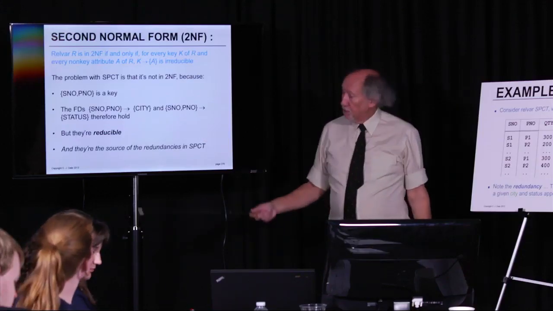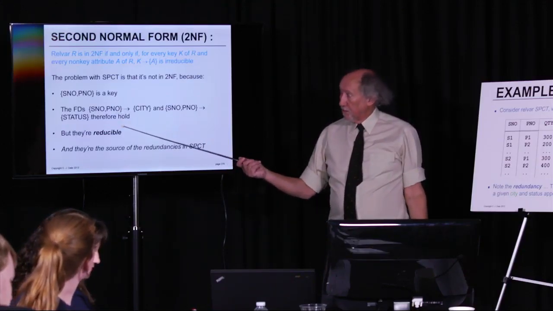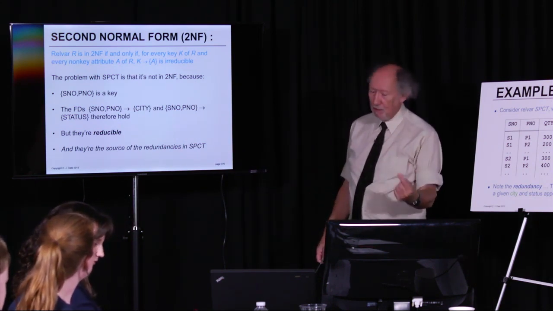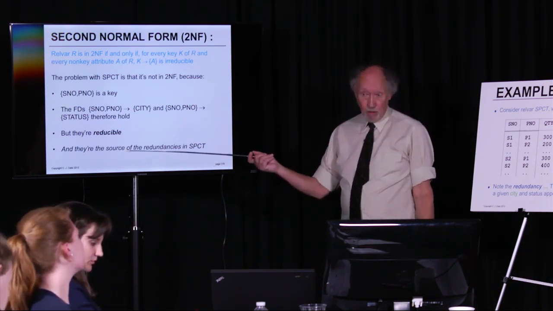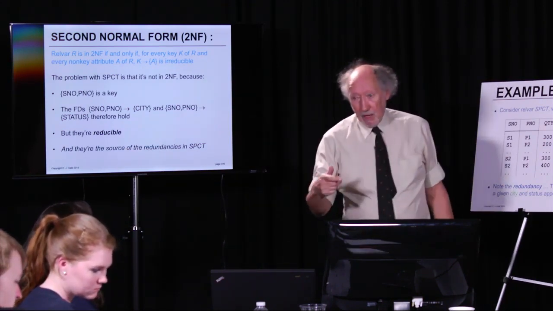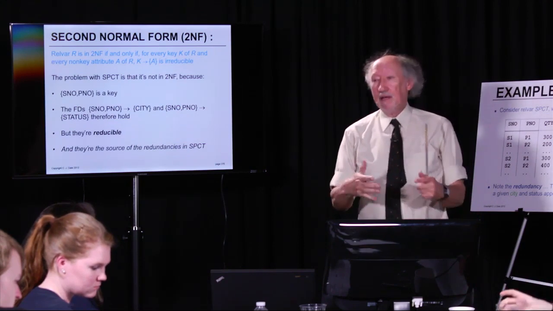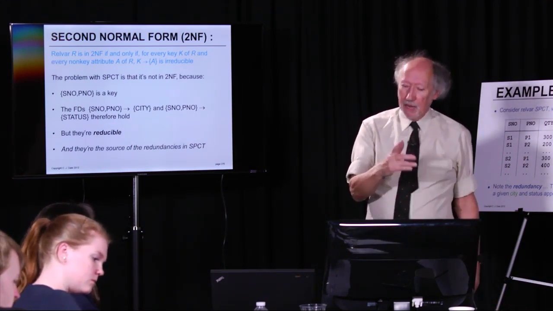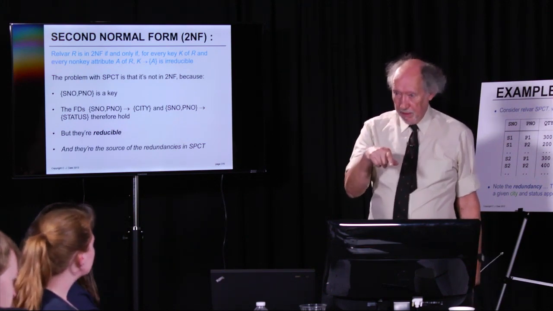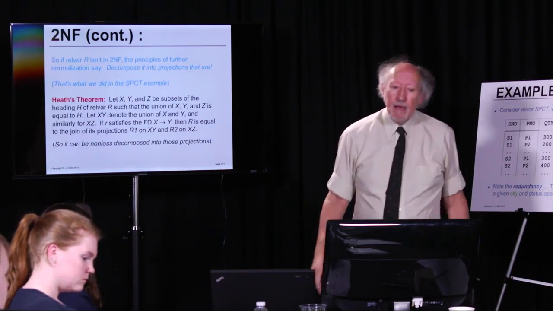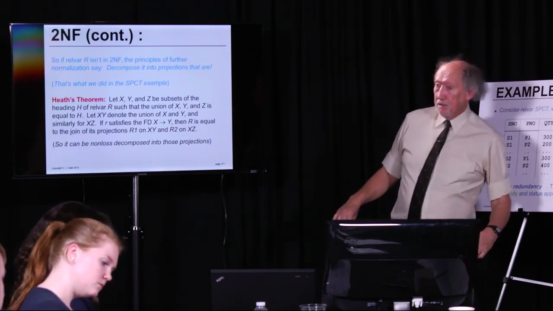So back to my example, these two FDs hold. They are arrows out of the key, that's all right, but they are reducible, and they are what cause the redundancies and the update anomalies. And so the normalization discipline will say, okay, break the rel-var down to get rid of these reducible FDs. And there's a theorem that helps us in this regard.